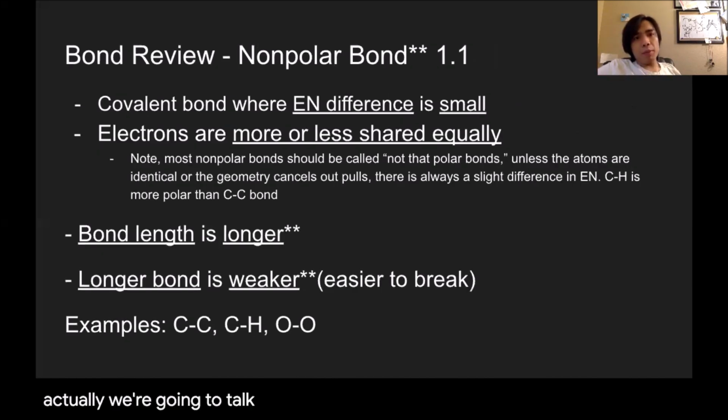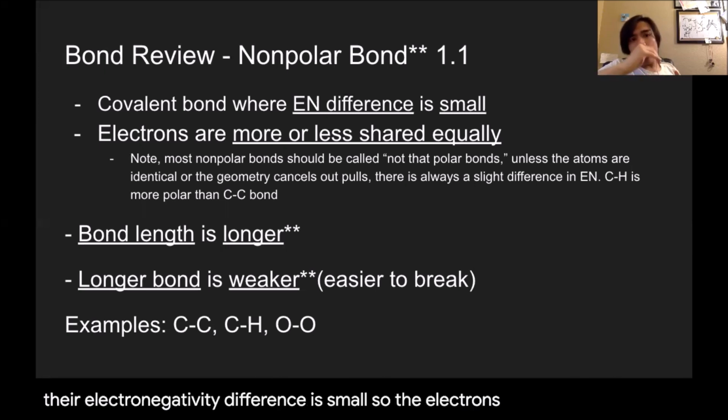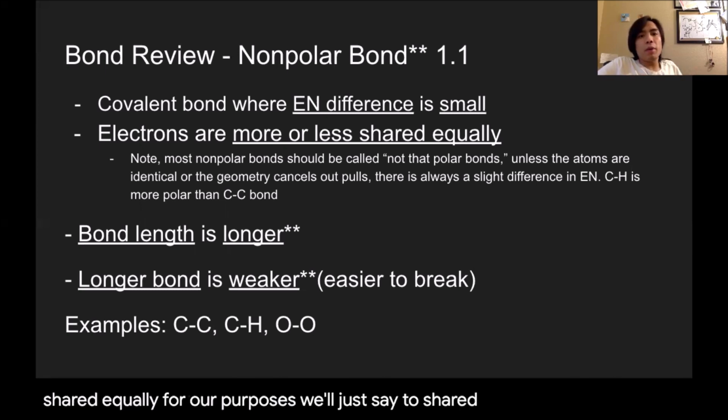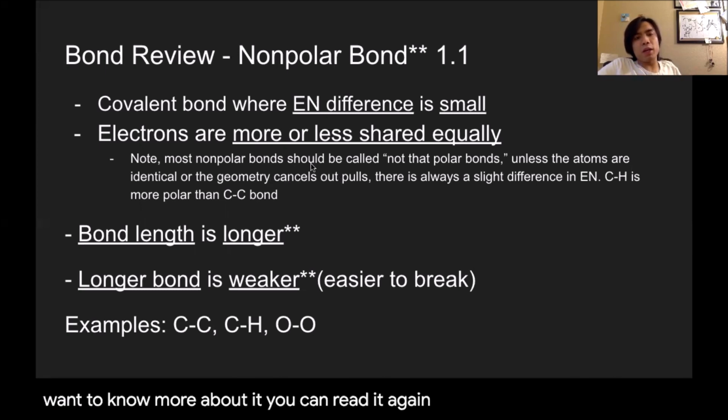We're going to talk about nonpolar bonds. So this is a covalent bond where the electronegativity difference is small, so the electrons are more or less shared equally. For our purposes, we'll just say they're shared equally. But if you want to know more about it, you can read this little explanation over here.